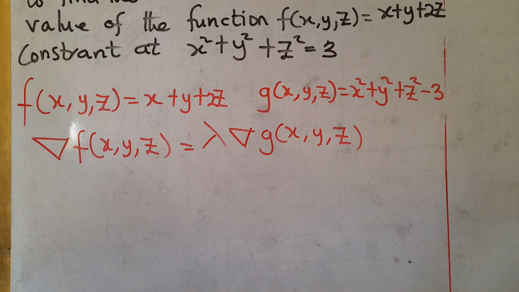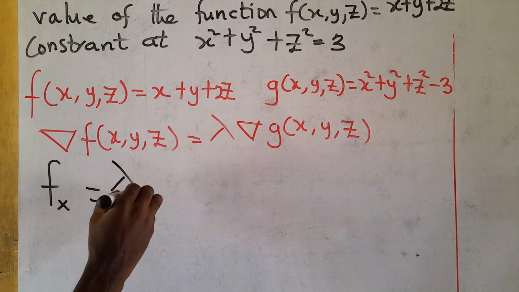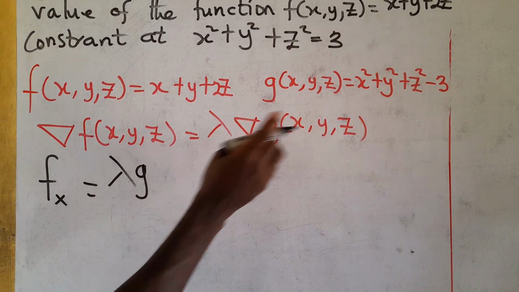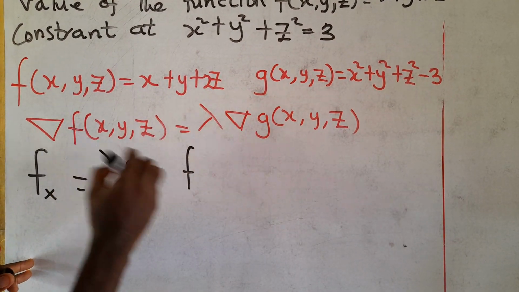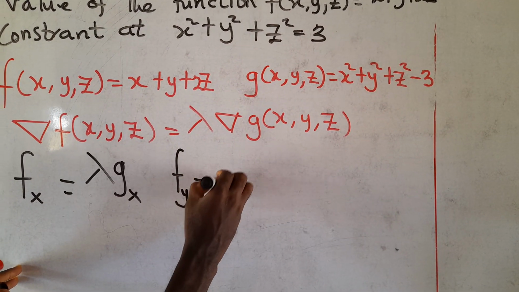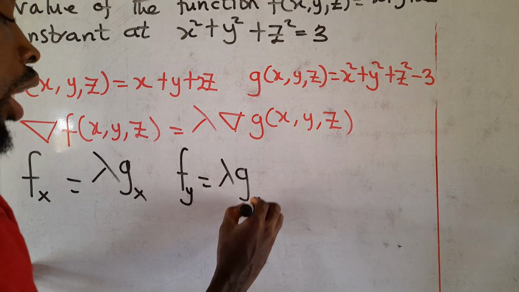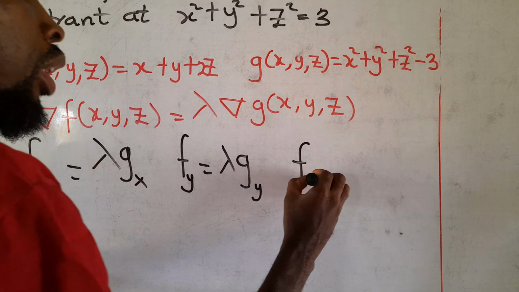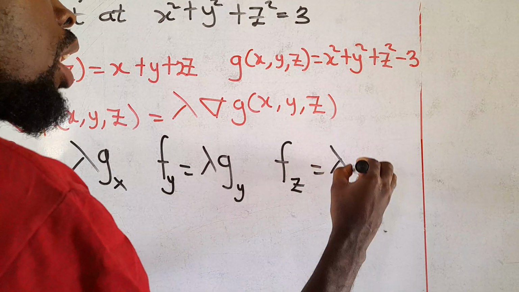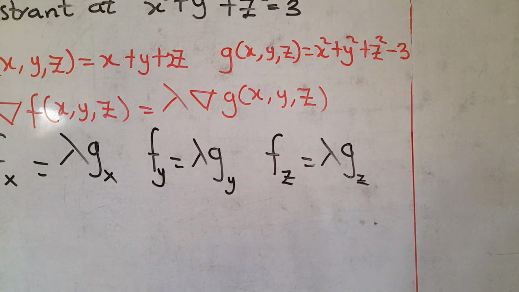So we can deduce that the partial derivative of f with respect to x will be lambda times the partial derivative of g with respect to x. Also, the partial derivative of f with respect to y will be equal to lambda times the partial derivative of g with respect to y. Then, the partial derivative of f with respect to z will be equal to lambda times the partial derivative of g with respect to z.